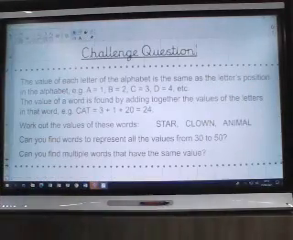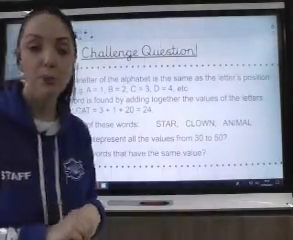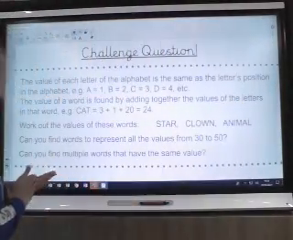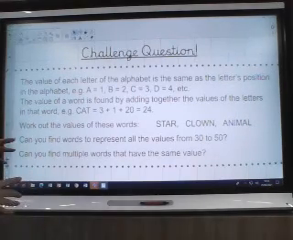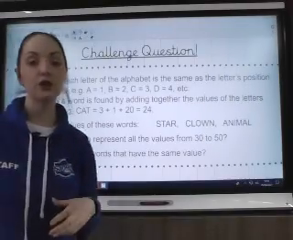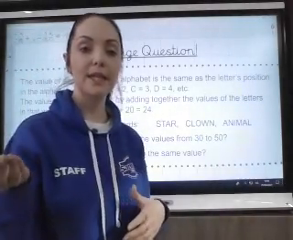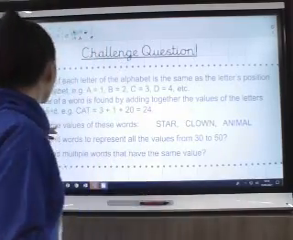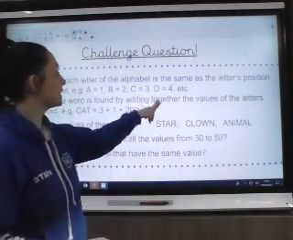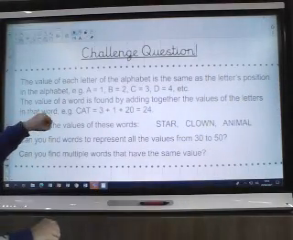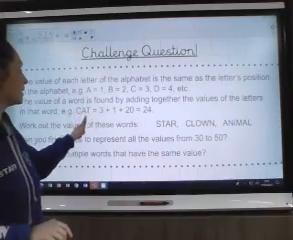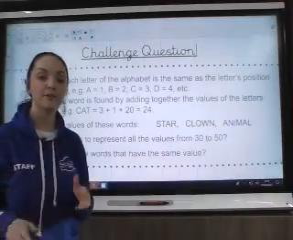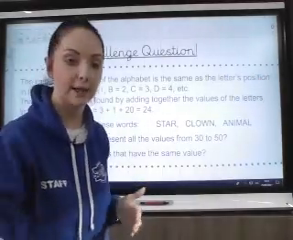Okay. Again, you have got your challenge question for today at the bottom of page 43. And it says, the value of each letter of the alphabet is the same as the letter's position in the alphabet. For example, A equals 1, B equals 2, C equals 3, and so on. So Z would equal 26 because there's 26 letters in the alphabet. The value of a word is found by adding together the values of the letters in the word. For example, cat, C equals 3, A equals 1, T equals 20, so it would equal 24. And you add the value of each letter.